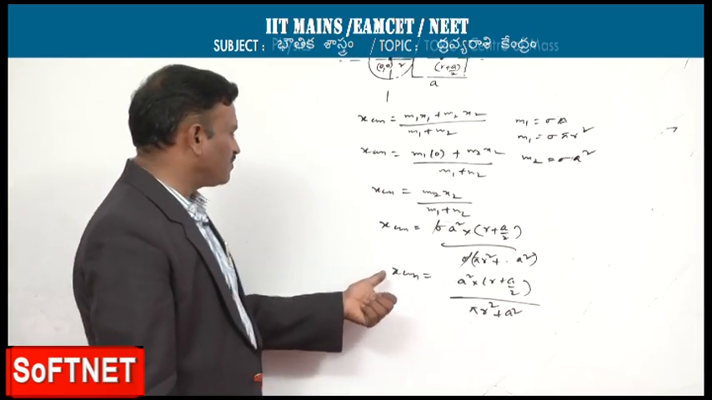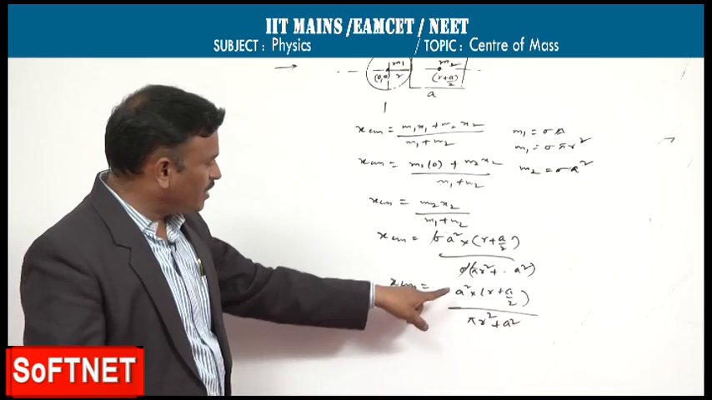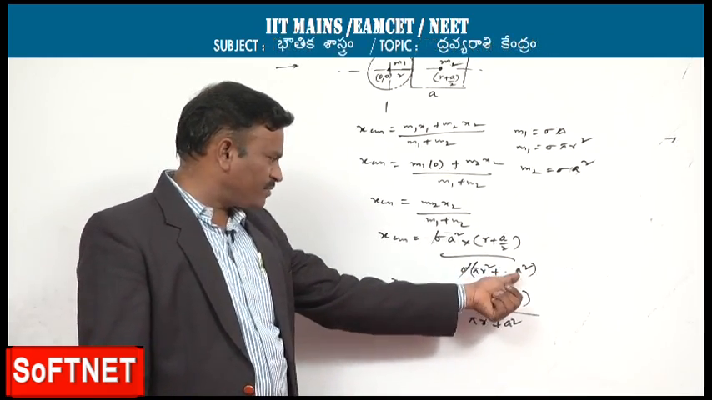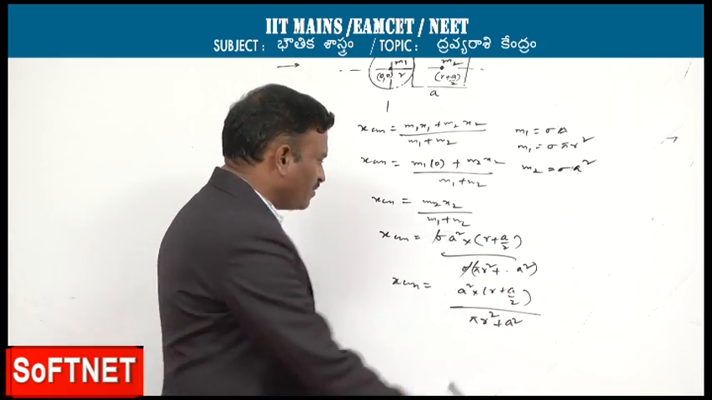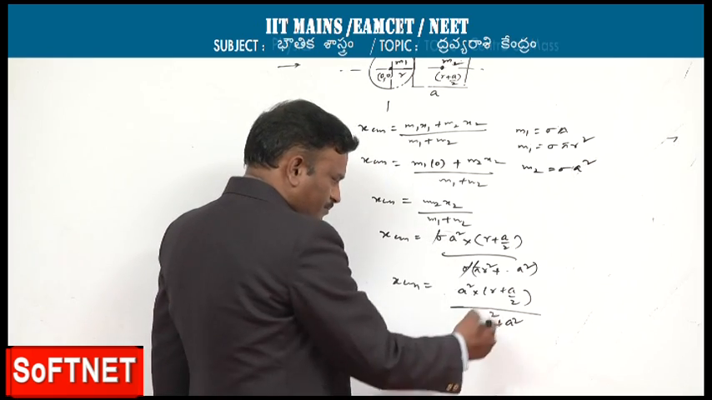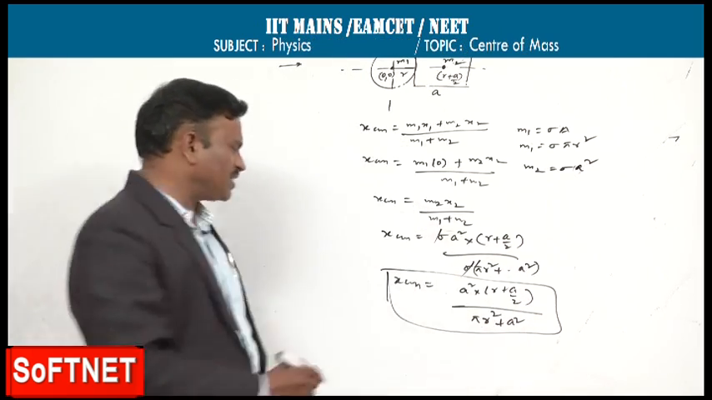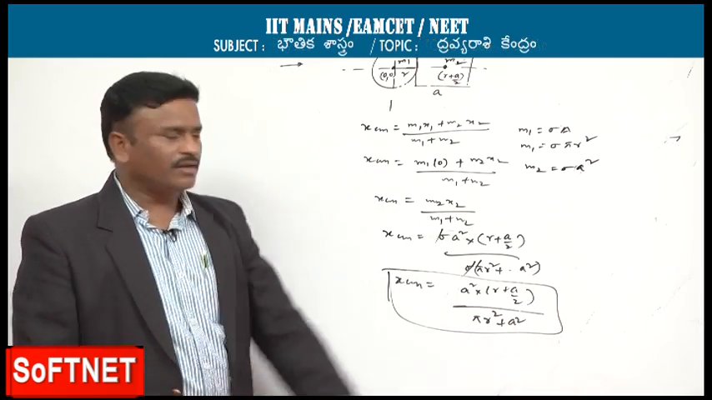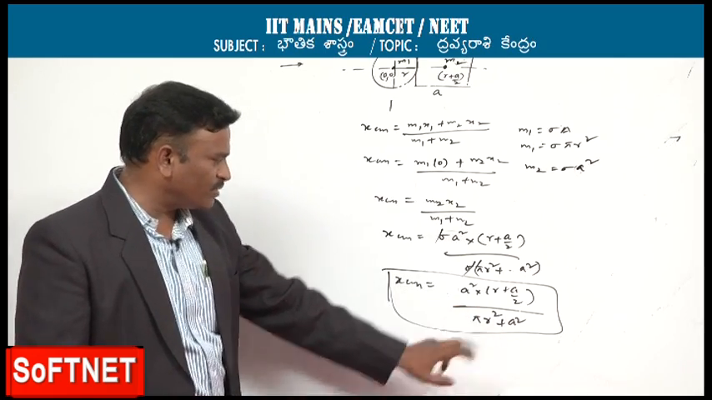The final expression for the center of mass of the two-body system: as I am taking sigma common for both of them, same material, so a square into r plus a by 2. So finally we can write xcm is equal to a square into r plus a by 2, over pi r square plus a square. The respective values are given, substituting we will get the value. If numerical values are given, you are supposed to substitute the particular values over here.